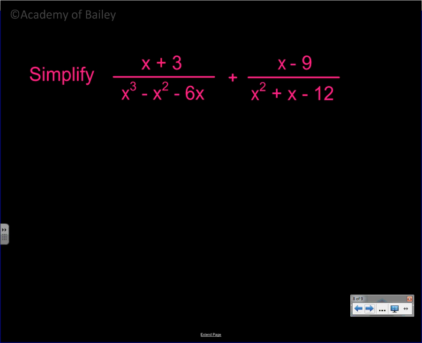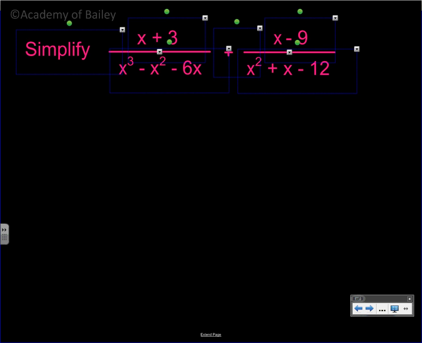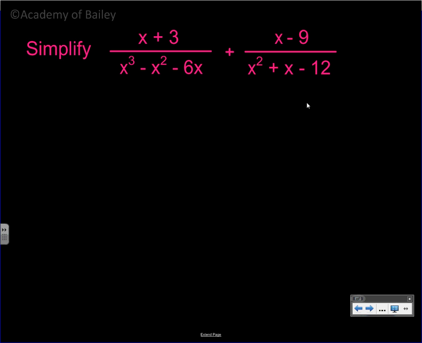Let's look here. The one on the right, two numbers that multiply to get negative 12 that add up to get a positive x. I believe that's going to be x minus 3, x plus 4 maybe? Yes, plus 4. I cannot cancel it with anything on top, x minus 9. We can't cancel anything on top and bottom there, so we're just going to leave it like that.